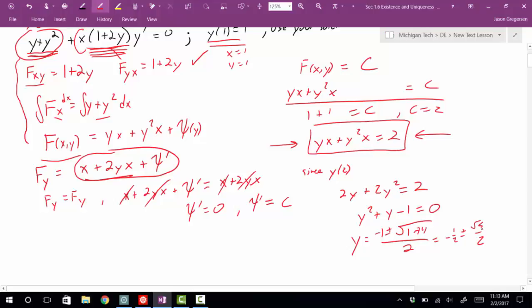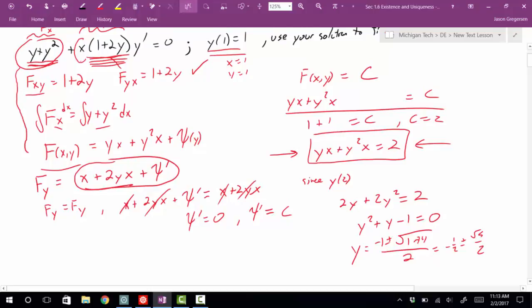Is that okay? Is that all right to do? Yep, minus 4ac. I'm not worried so much about specific values. The idea is I have two values for y here. Is that a problem? No, it's not. In fact, I really expect it, because I have this equation here, yx plus y squared x equals 2, and that's my solution. But that's also not really a function.